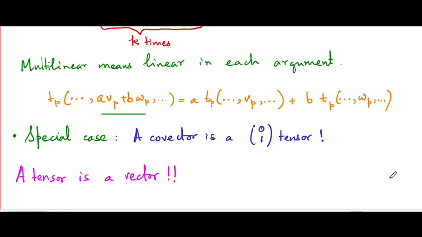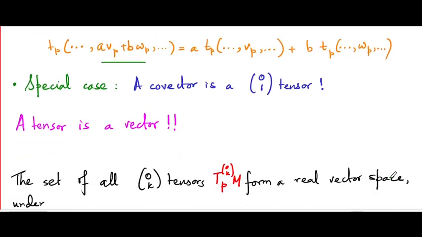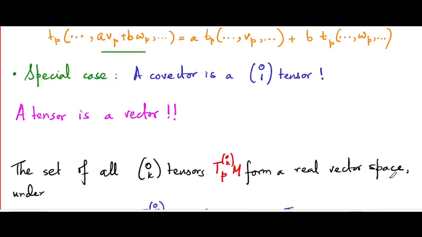So a statement like "a tensor is a vector" might seem quite shocking. But what this really means is that the set of all (0,k) tensors tied to a point P, something which we denote by T_P^{(0,k)}M, forms a real vector space. So tensors are elements of a real vector space. So in that sense, they are actually vectors.